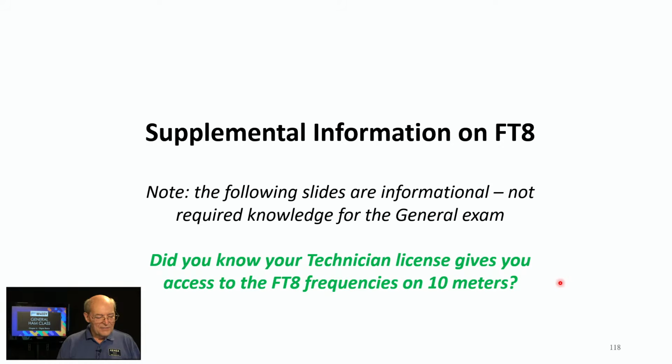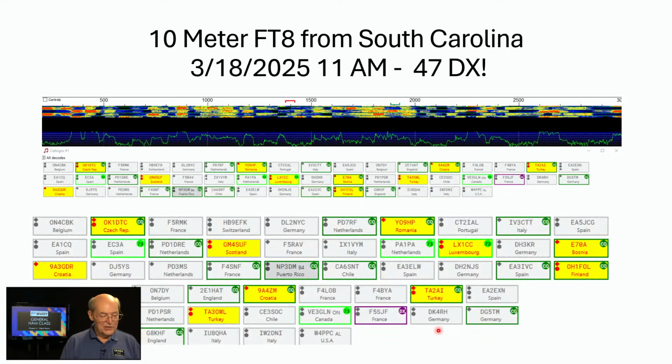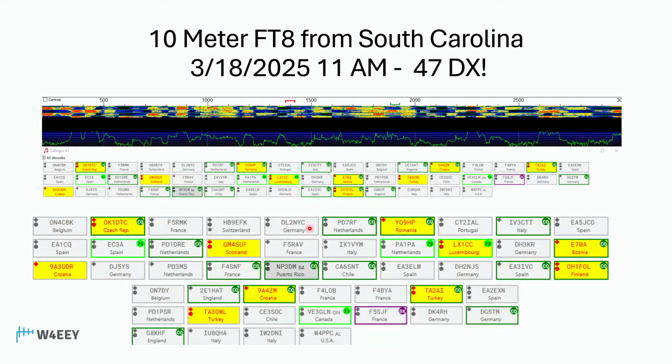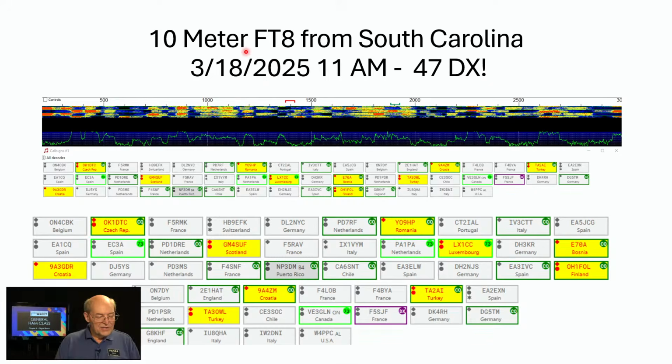And before I do that, did you know that your technician license gives you access to the FT8 frequencies on 10 meters? It does. You can do that. I've talked to techs on 10 meters legally. Look at your color band chart. Now this I took last year. This is a shot on 10 meters, FT8 from South Carolina, about a year ago. There were 47 DX stations all decoded in that period. That's amazing.